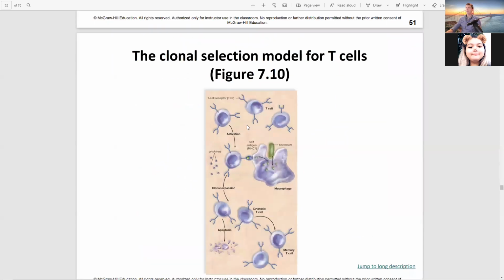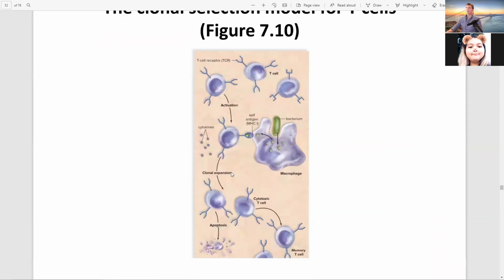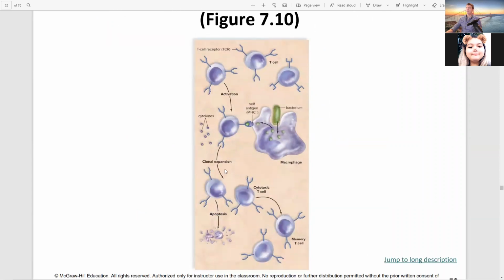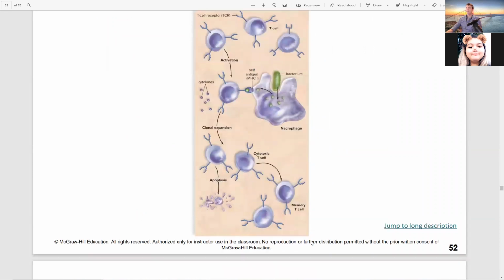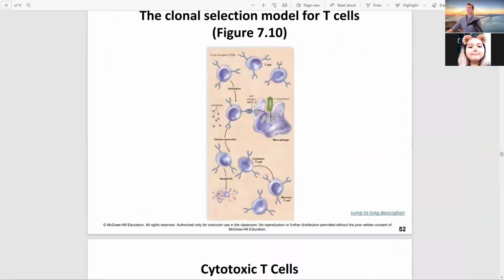Okay, so that's shown here. If you have an inactive T cell, and then a macrophage will have an MHC, or in this particular example, MHC1, which is a self-antigen, and this presents it to the T cell, and this will cause it to undergo clonal expansion, where you either have a cytotoxic T cell or a memory T cell. And then again, if they're not in use, they will just go through apoptosis.